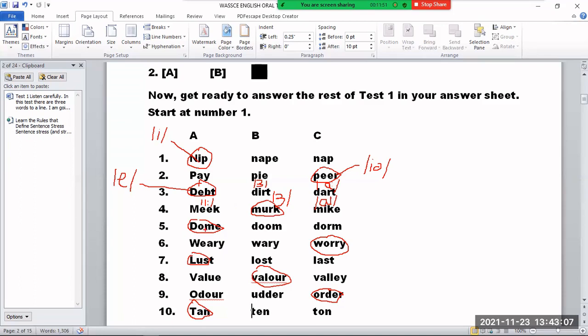In number 5, we have dome. The sound here is a diphthong O.